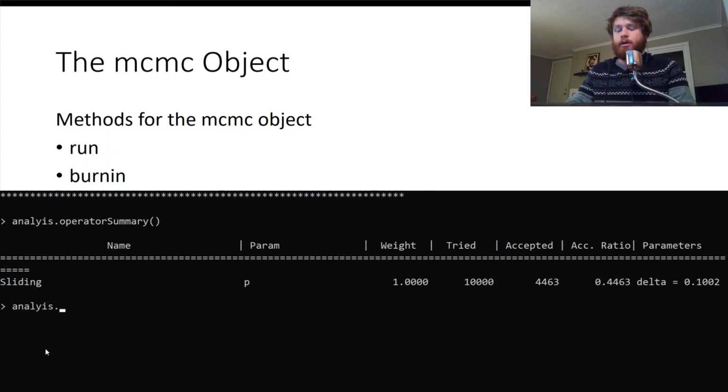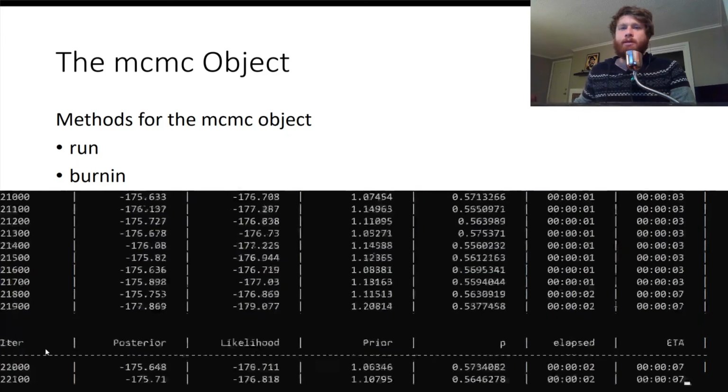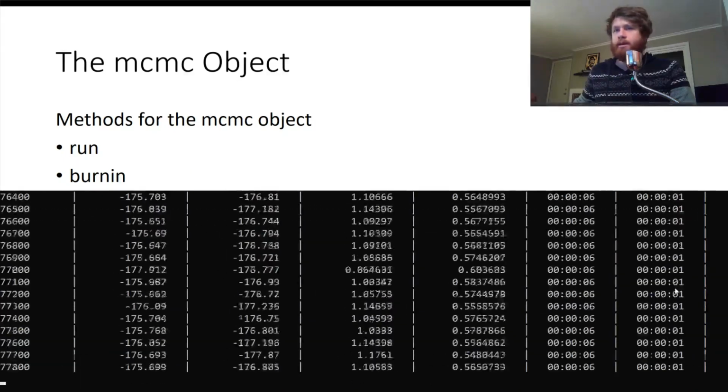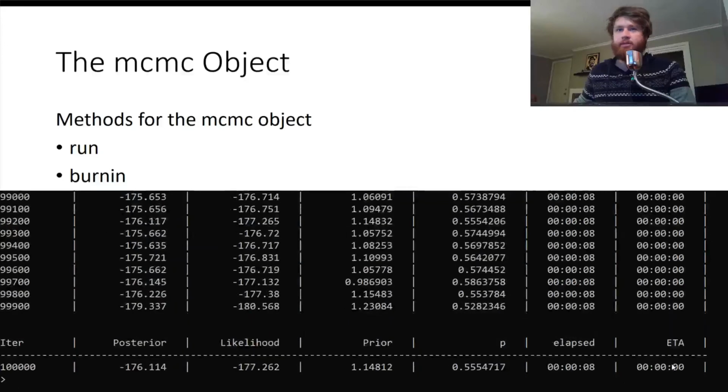All we have to do there is just run, and then input how many generations we want to run it for. So in this case, we can do it for 100,000, and we can run it. On the right here, we can see an ETA, and that's slowly going down. And this one actually runs pretty quickly.